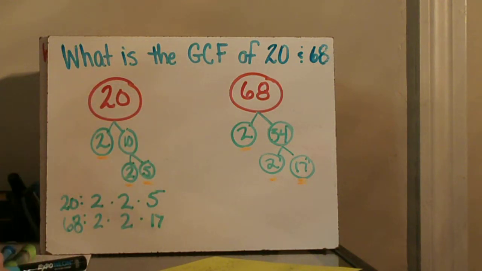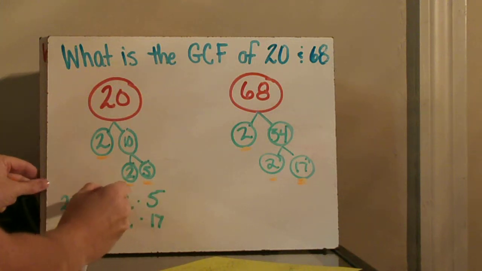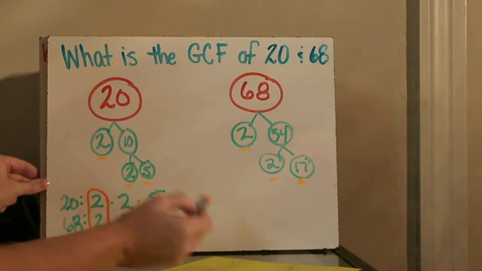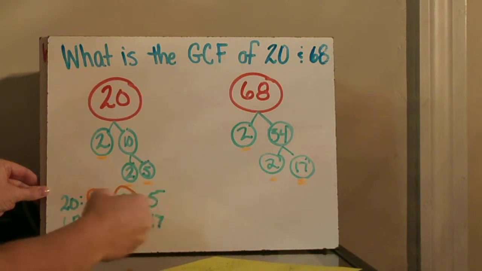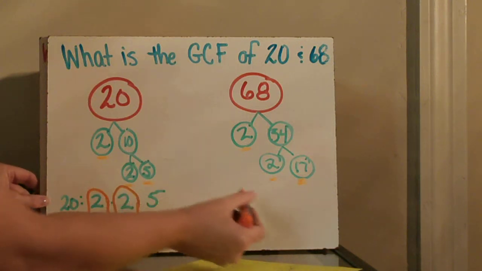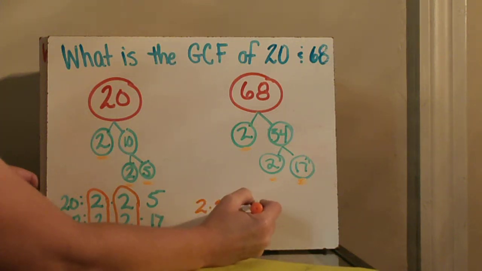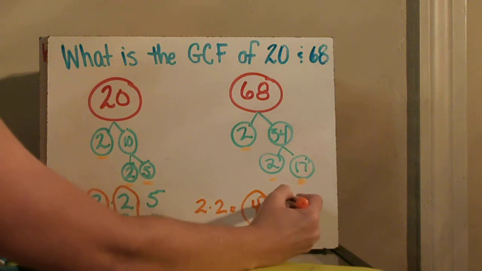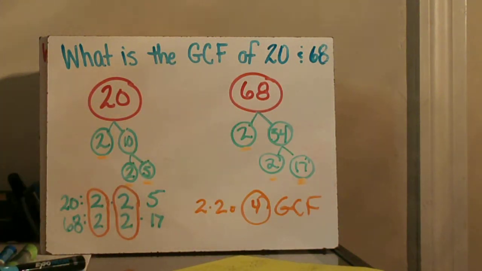Now I want to find the prime factors they have in common. So I compare these up. They have a 2 in common, and they have a 2 in common. There's no other common prime factors, so I say 2 times 2, and that equals 4. So the GCF of 20 and 68 is 4. Alright, let's look at our next example.